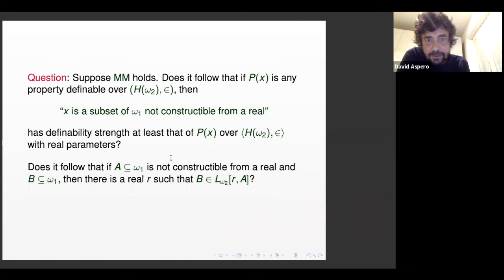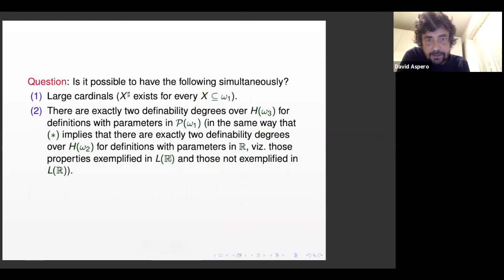So this question, and another difficult question would be this one. Suppose you want to go higher up, and you want to have something like what you have in the star situation, but for H omega 2 or something like that. Could you possibly have large cardinals, say X sharp exists for every subset of omega 1, and say that you have exactly 2 definability degrees over H omega 3 for definitions with parameters in the power set of omega 1?